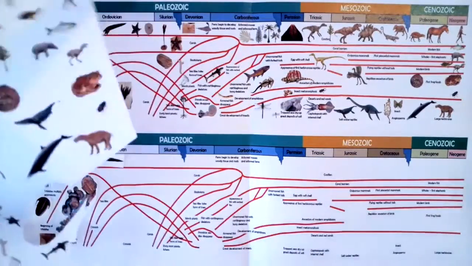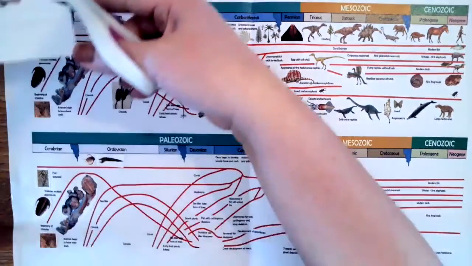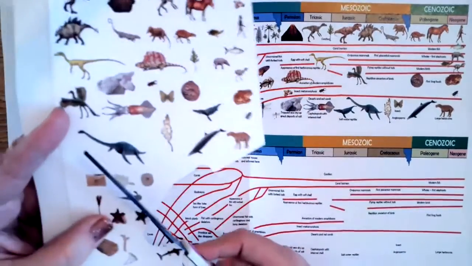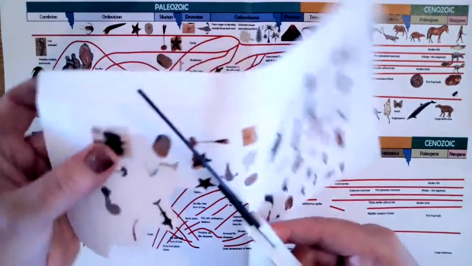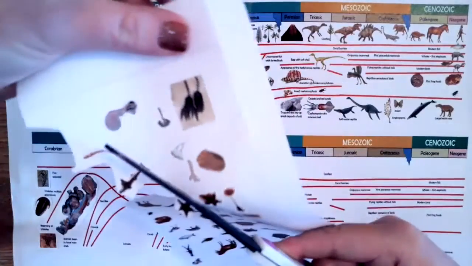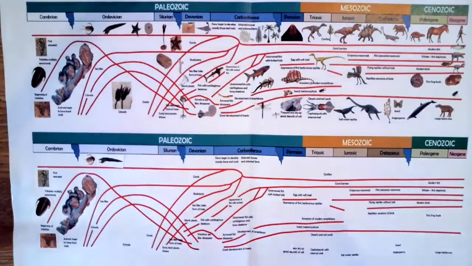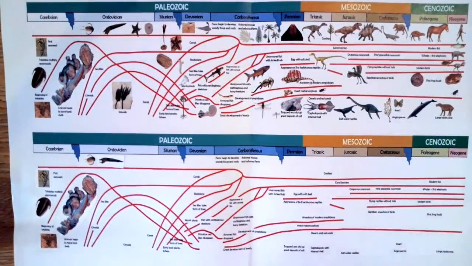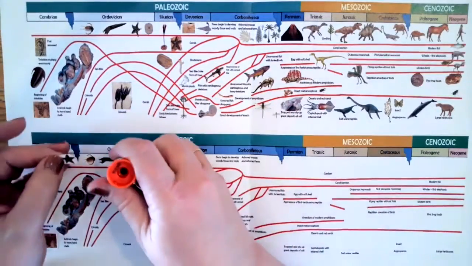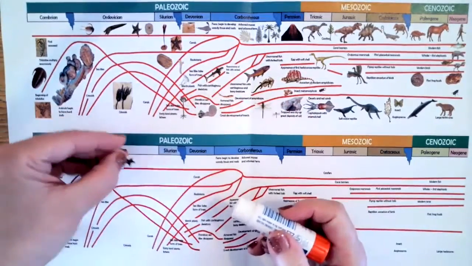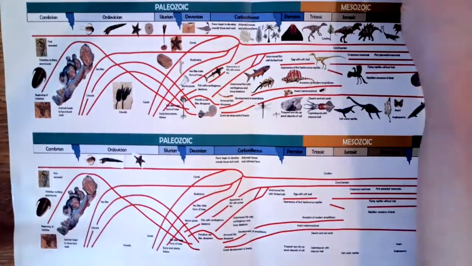There's the sea star. Oh, there it is. It turned upside down on me. There. And I have my glue ready to go. So I'm going to put my glue on there and stick it right on. There we go. All right.